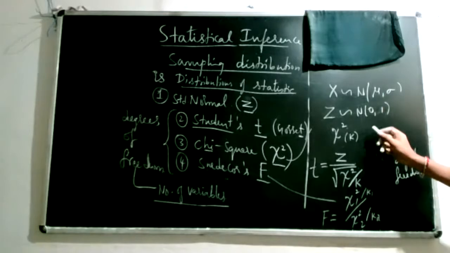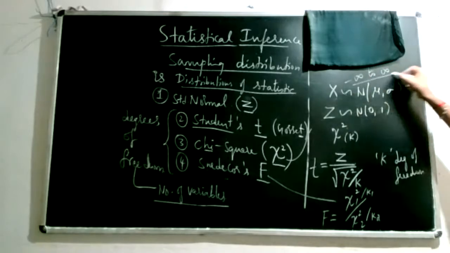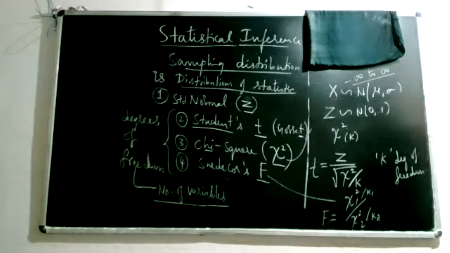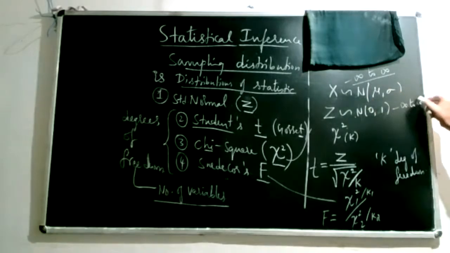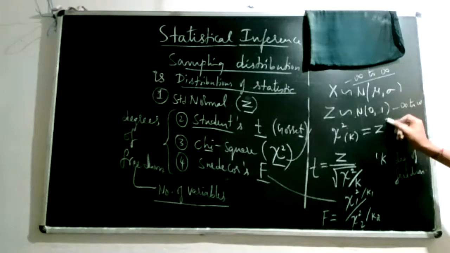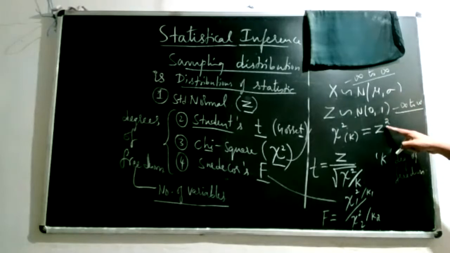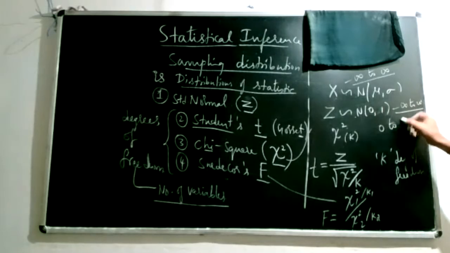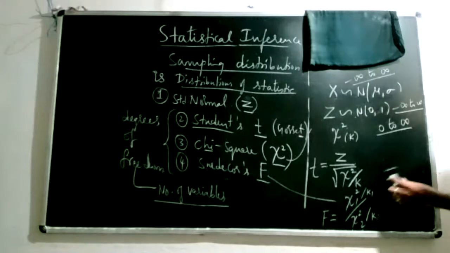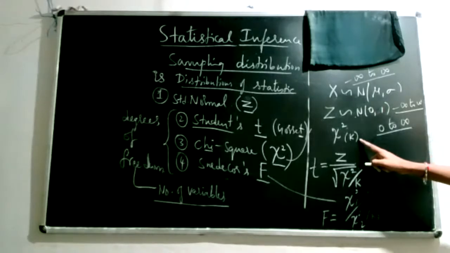Now, if you look into the limits, our x lies on the real line, which is minus infinity to infinity. Our z also lies from minus infinity to infinity. And by chi-square, I mean z square. So even if you have negative values, when you obtain the square, you get only positive. Therefore, your chi-square always goes from 0 to infinity. So the symmetric nature of normal is violated here.